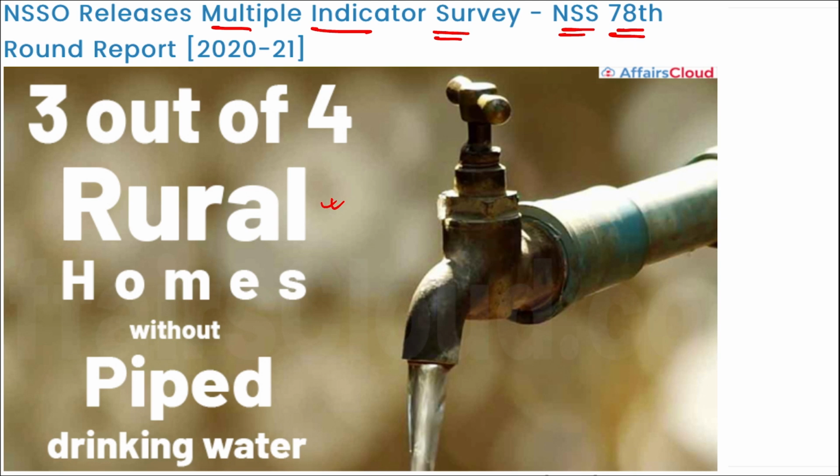We are not talking about the cities that you live in, such as Delhi, Mumbai. All right, we are talking about the rural areas where there are villages still now, where there have not been proper roads, there has not been electricity right now. So, in such rural homes, 3 out of 4 rural homes do not have piped drinking water.